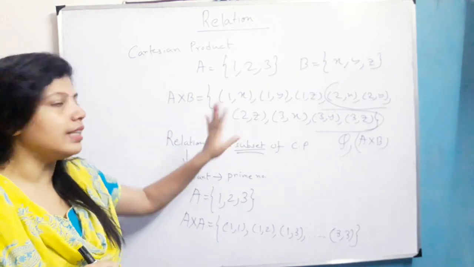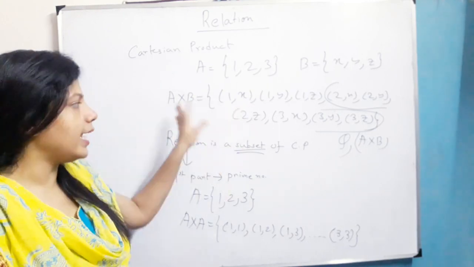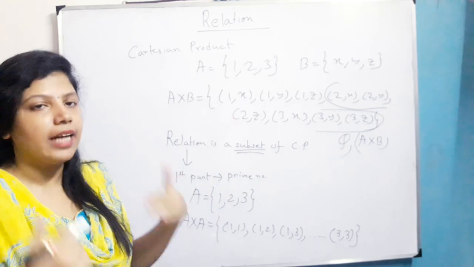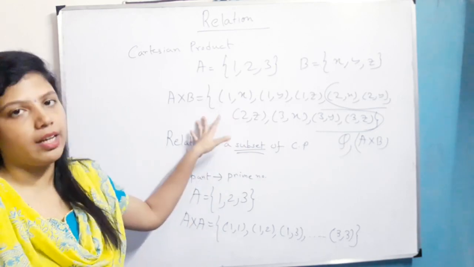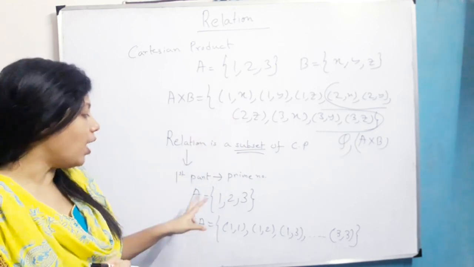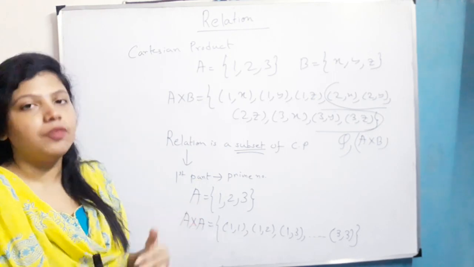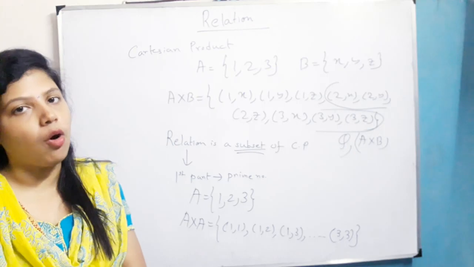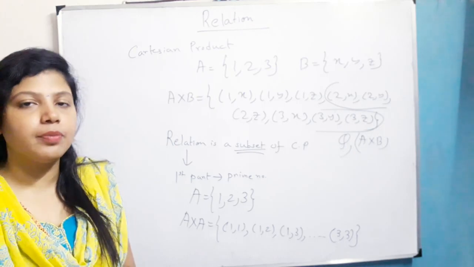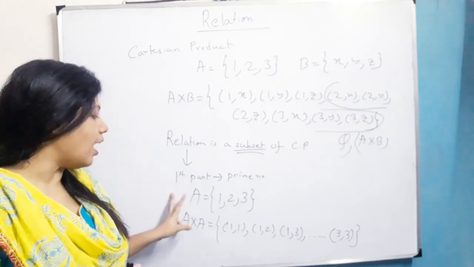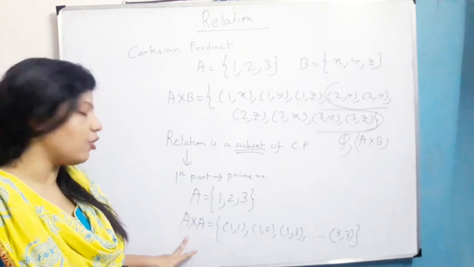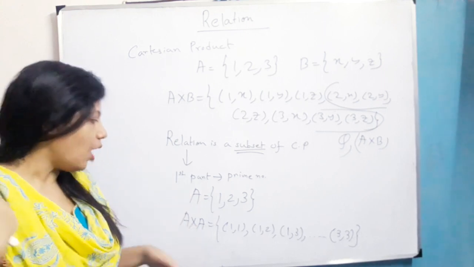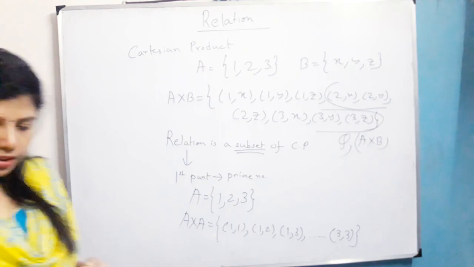If two sets are there, then A cross B we can find. That means relation is a subset of A cross B. But if one set is given and it is told that R is a relation defined on the set A, that time it means that R is a subset of A cross A. Okay. Now I will give some examples on that.